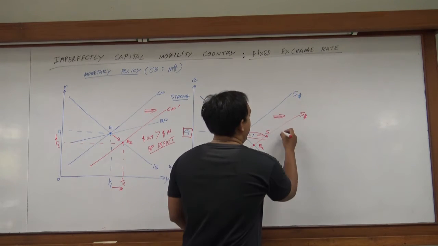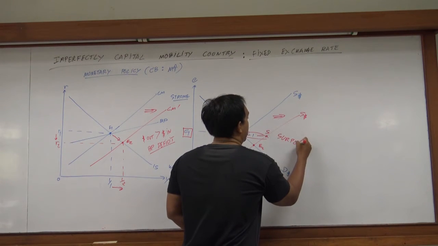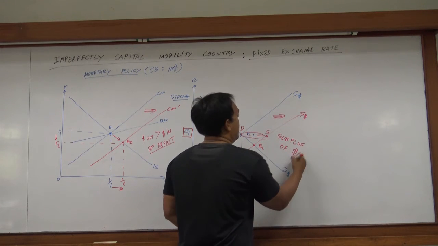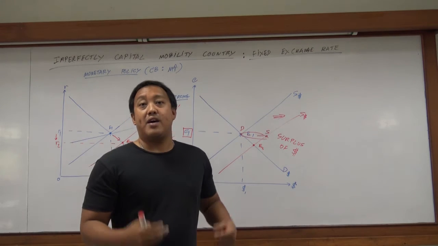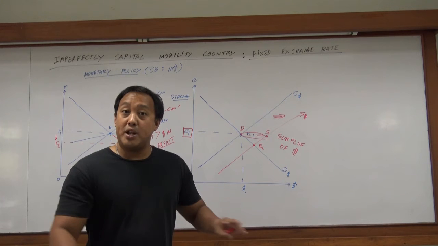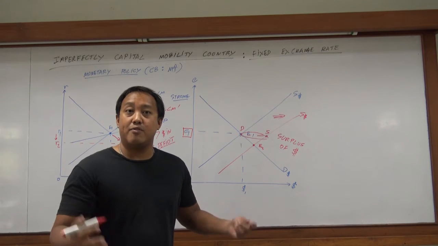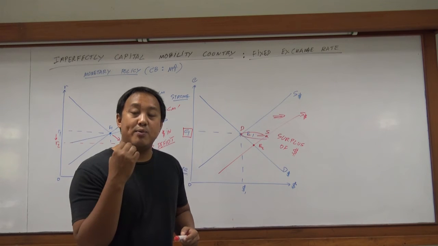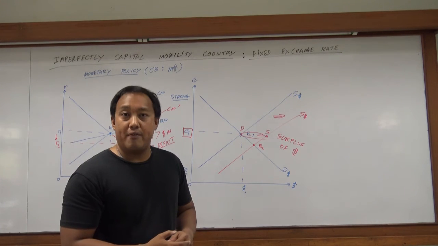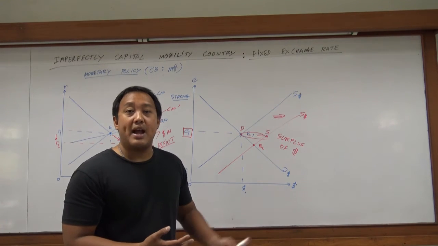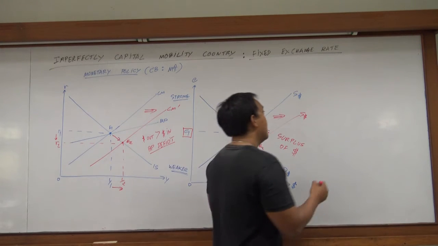So we have a surplus problem of US dollars. We have a lot of US dollars in the market that nobody wants to buy. That's why we call it the surplus problem of US dollars. So the central bank has to take care of this problem.